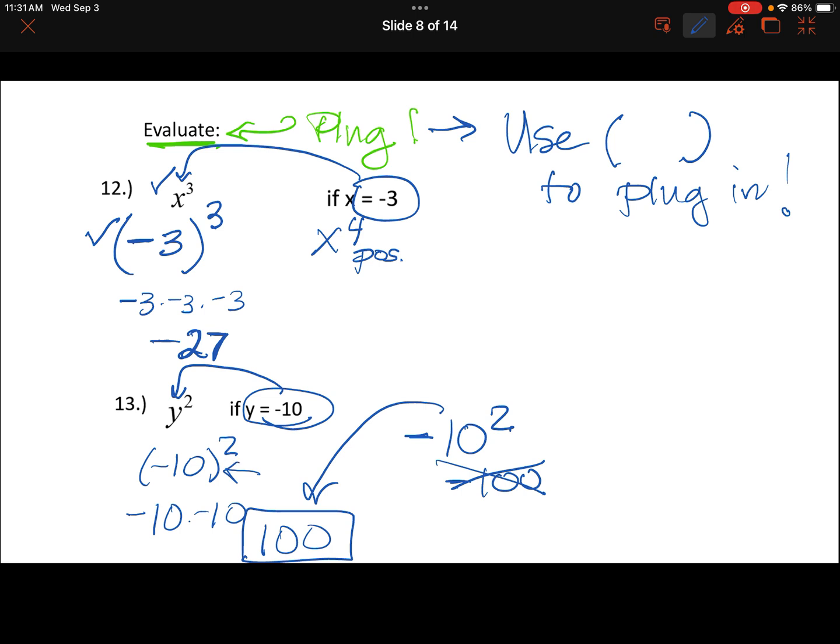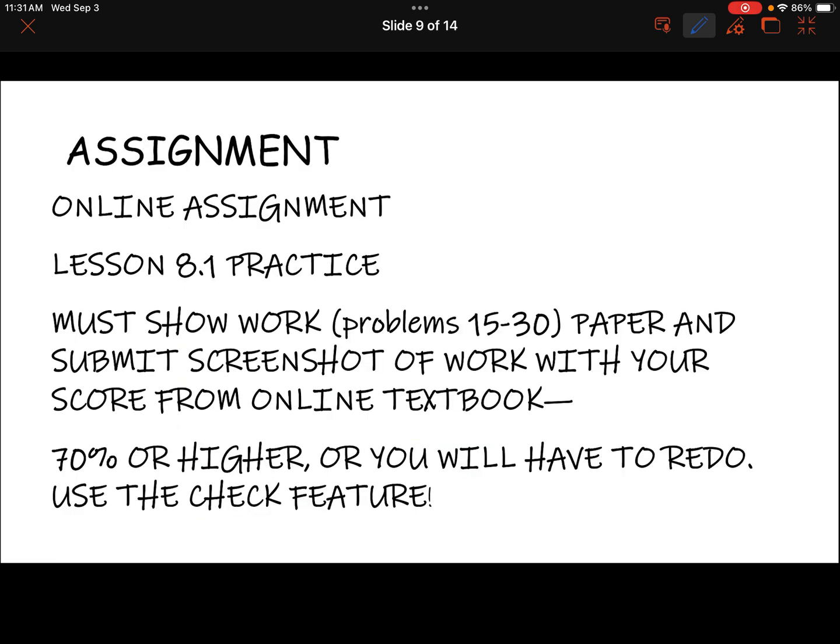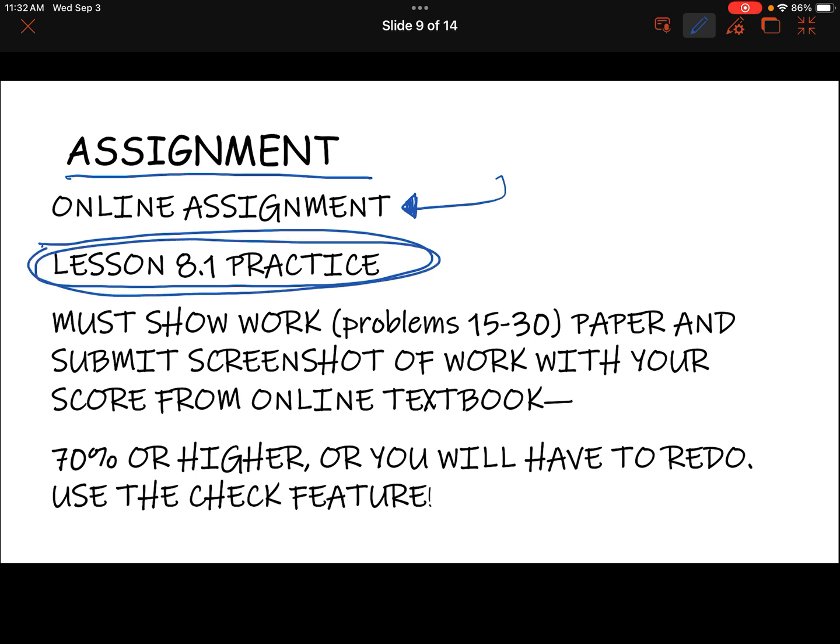Okay? Going to practice some basics of exponents for your assignment today. Tonight's assignment is an online textbook assignment. We talked about this in class on Monday. It's called the Lesson 8-1 Practice. It should be unlocked by the time you're getting to this in your class on Thursday or Friday. You've got to show work on problems 15 to 30. So 1 to 15 you could just do on your iPad. You don't have to write anything down.